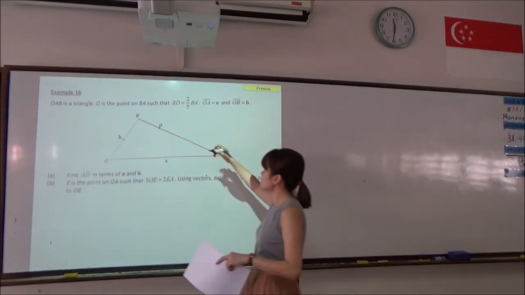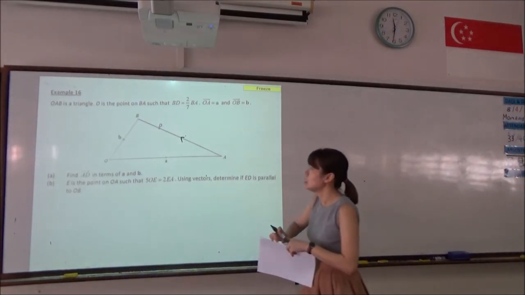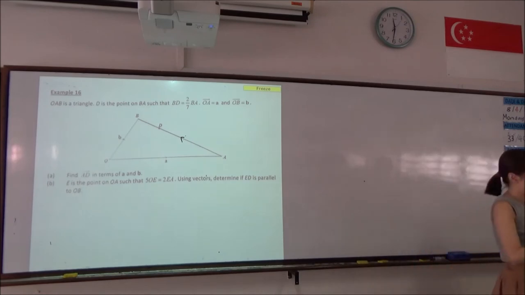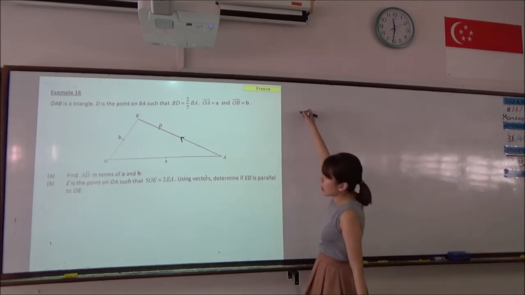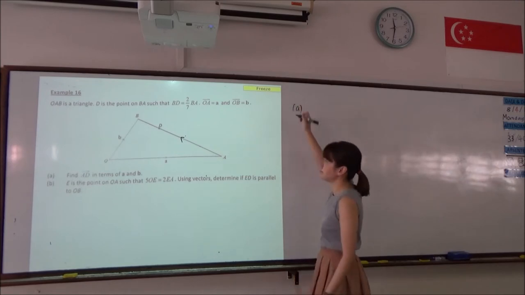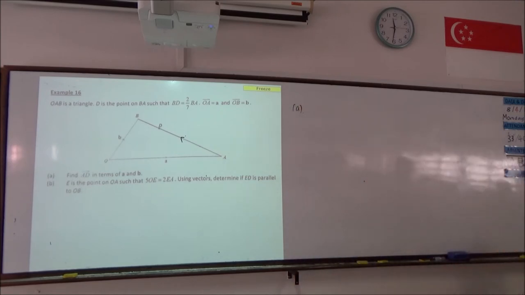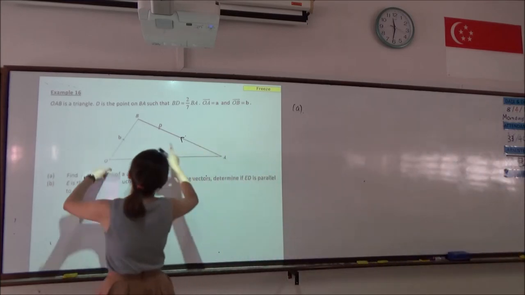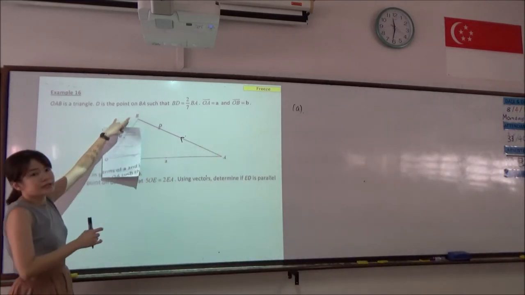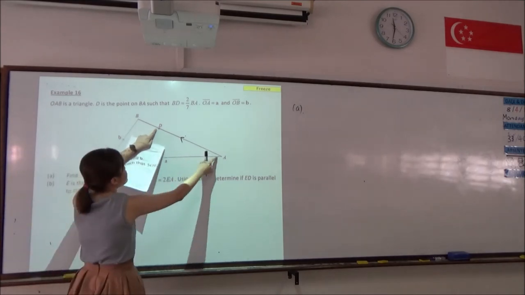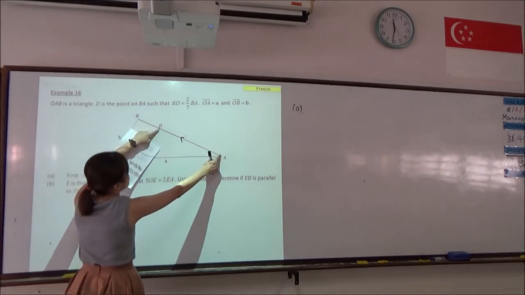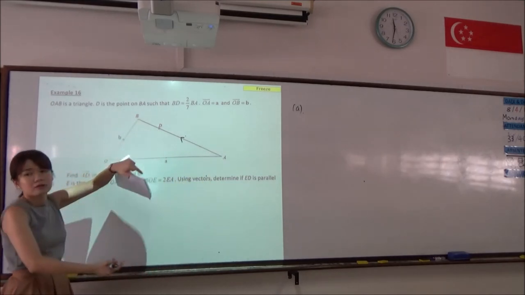It's vector over here. Okay, how will you think of finding AD? Any ideas how we would find AD? Make use of the 2 over 7. Okay, so BD is 2 over 7 of BA. That means AD is how many, what's the ratio of AD to BA?